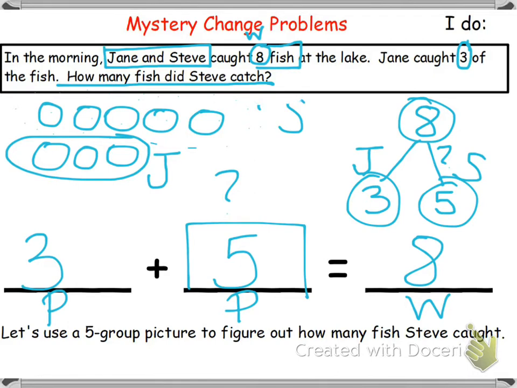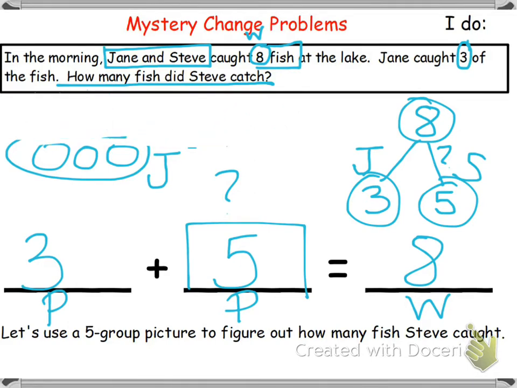Now, again, that was just one way. If you're saying, oh, Miss Perkins, that picture doesn't necessarily make sense to me, well, I'm giving you another option of how you can do your picture. The way I just did it was that I did my whole first and then circled the part they gave me. But you can do it another way.